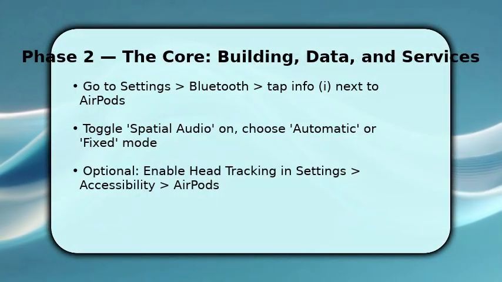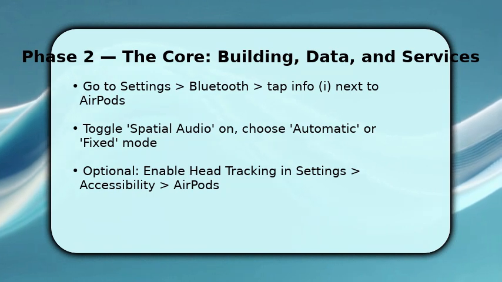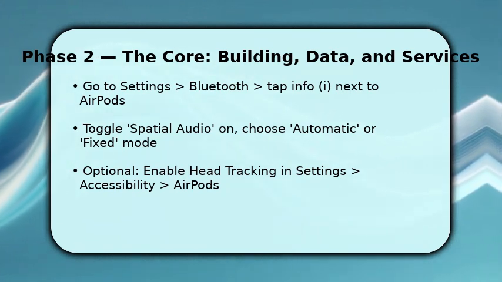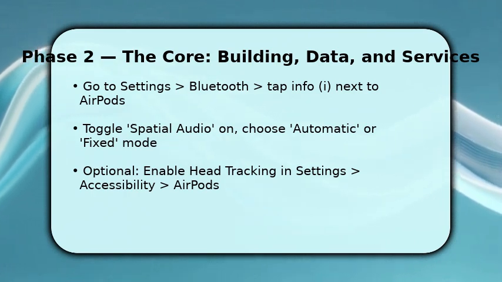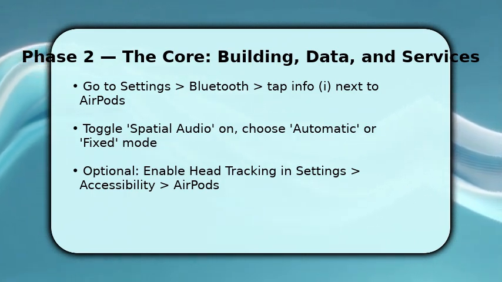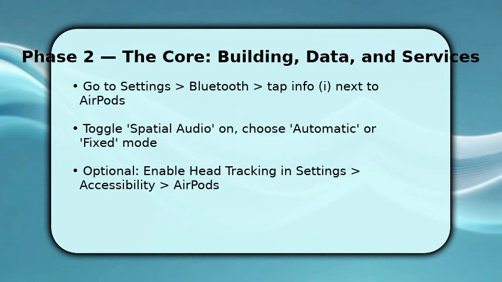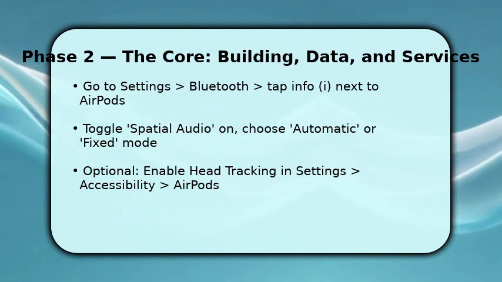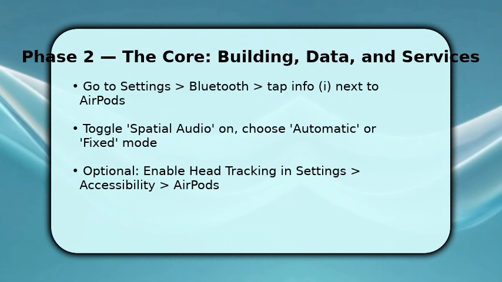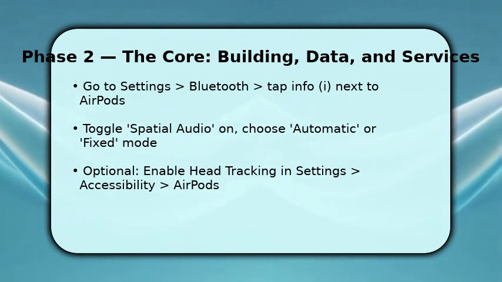Next, you enable spatial audio in Bluetooth settings. Tap the info icon next to your AirPods and switch spatial audio on. Choose automatic to let iOS decide based on content, or fixed for a stable spatial stage. Then go to Settings Accessibility AirPods to enable head tracking if you want the sound to follow your head movements. This increases immersion on supported apps. Make sure supported apps like Apple TV or Music are outputting Dolby Atmos or multi-channel mixes for full effect.